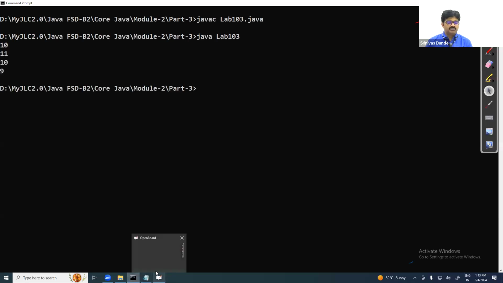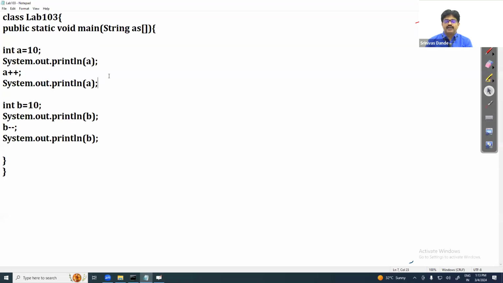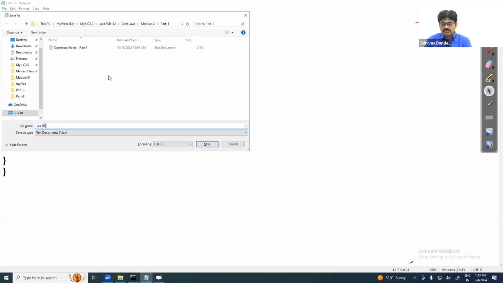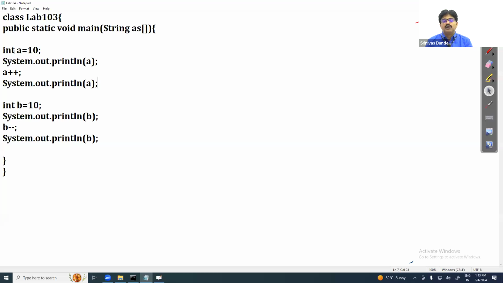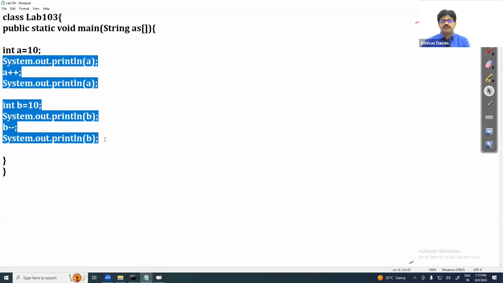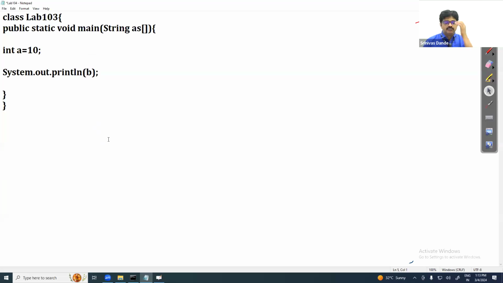Okay, simple. Now tricky. 104.java. Int x equals 10, or a equals 10, whatever. Next I am doing a++, again the ++, then print the a value. Simple only, you just think and answer it. Very simple question, think and answer it.